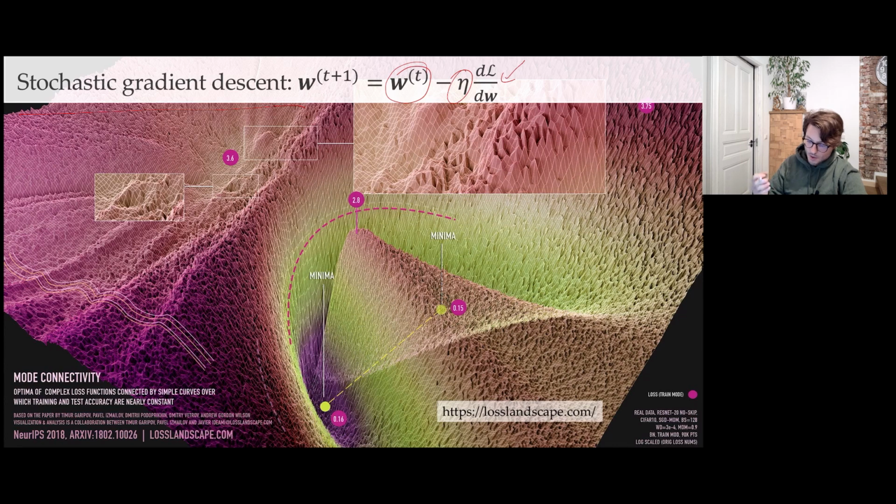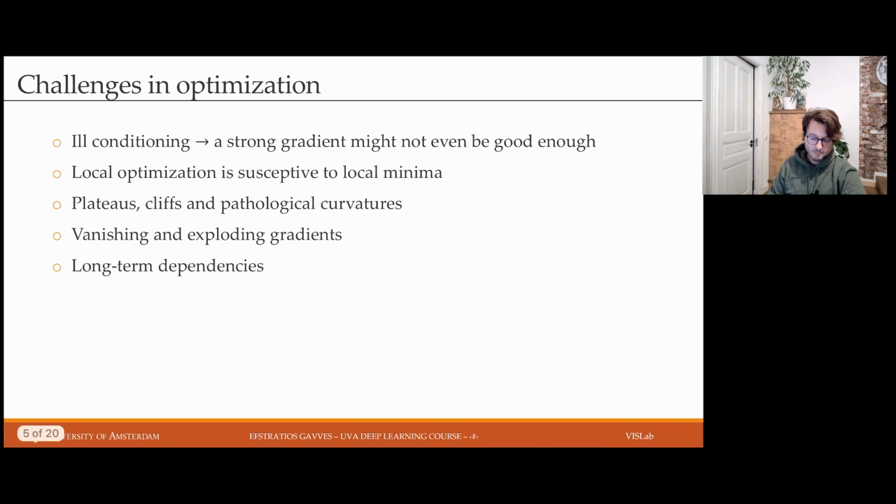Now, the landscape of the neural network loss function is very non-convex with lots of optima, minima, and very many types of pathologies, as we'll see today. So in general, it's not an easy task to optimize a neural network, and although stochastic gradient descent does a pretty good job, sometimes something more sophisticated is required.